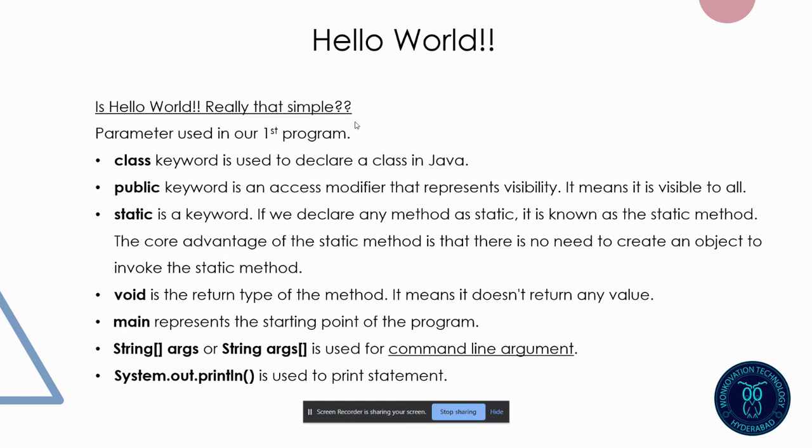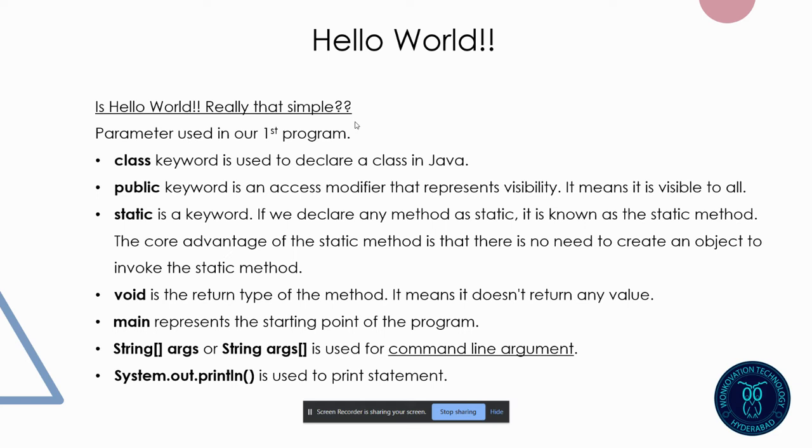No, it is a bit complicated, but it is simple. Now, the class keyword. The class keyword is used to declare a class in Java. A class is a blueprint, a prototype, a group of objects. Okay, and these objects of the same class share a specific behavior. Public keyword. The public keyword is an access modifier that represents the visibility and accessibility of that method or object. Here public means it is visible to all.